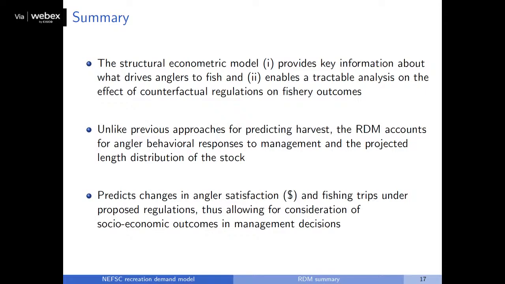Also, unlike previous approaches for predicting harvest, the RDM accounts for angler behavioral responses to management, in terms of demand shifts, as well as the projected length distribution of the stock, at least for scup and fluke. So if the projected length distribution of the stock in 2024 has more larger fish in the ocean, then the simulated fishing trips within the model are more likely to encounter legal sized fish, leading to higher harvest, for example.